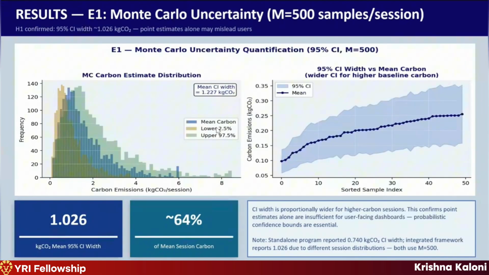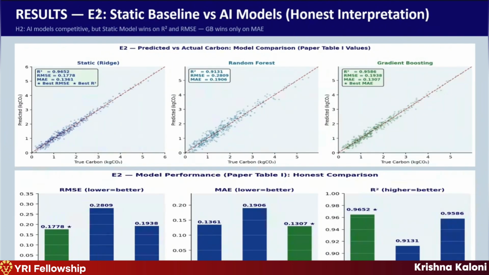Now the results. First, the results of Monte Carlo uncertainty. Starting with E1, using 500 Monte Carlo samples per session, the mean 95% confidence interval width was 1.026 kg, approximately 64% of the mean session carbon value. This is meaningful because it confirms that reporting a single point estimate on a user-facing dashboard is misleading. For higher carbon sessions, the interval widens proportionally, which has direct implications for how uncertainty should be communicated in any production system. Now model 2.